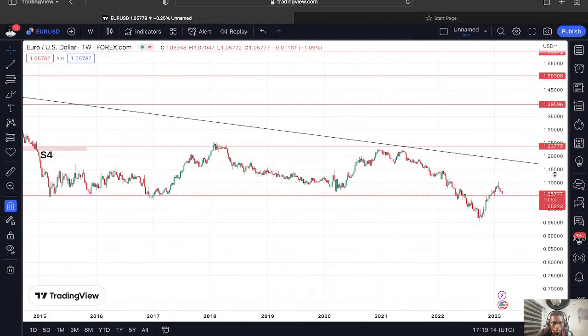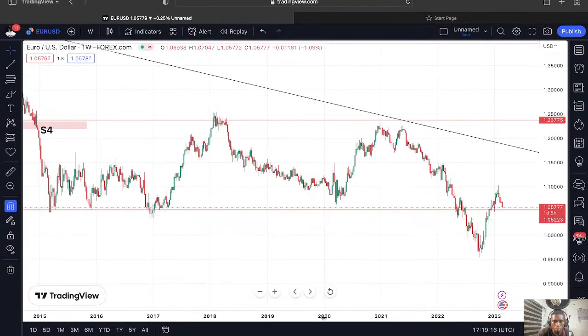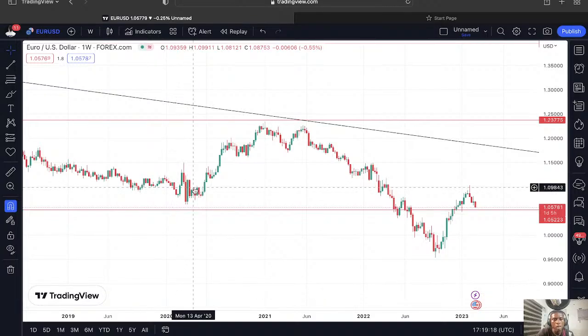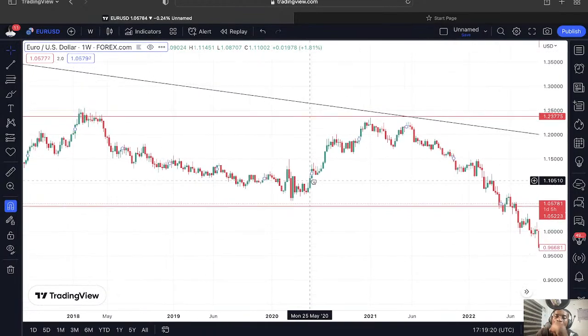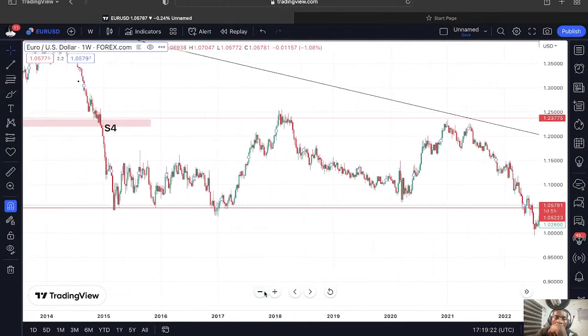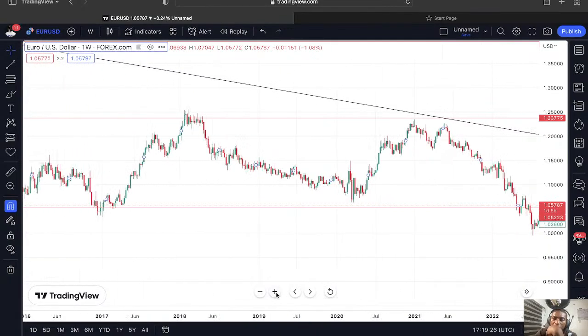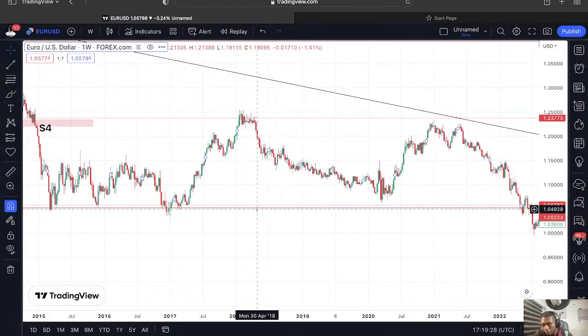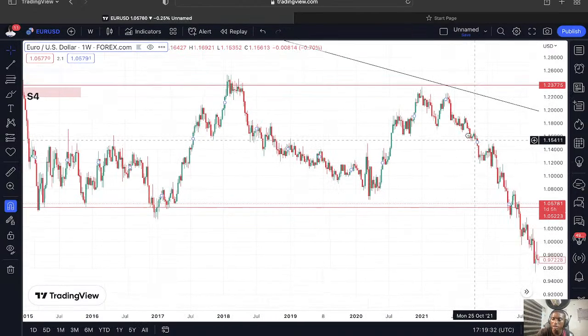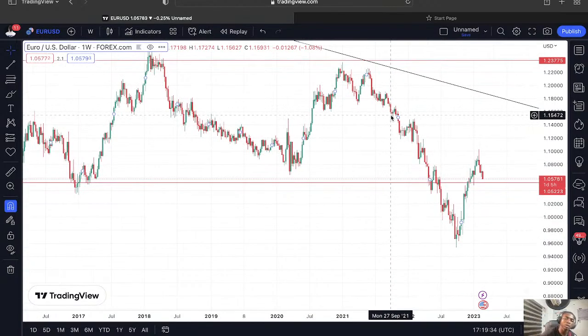So here we go. Here now we've been able to map out areas of support and resistance. And we've seen how important a metric it is to either buy or sell a product.